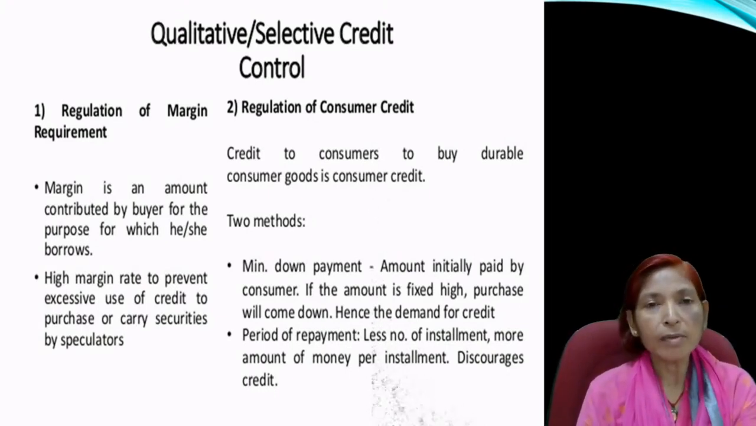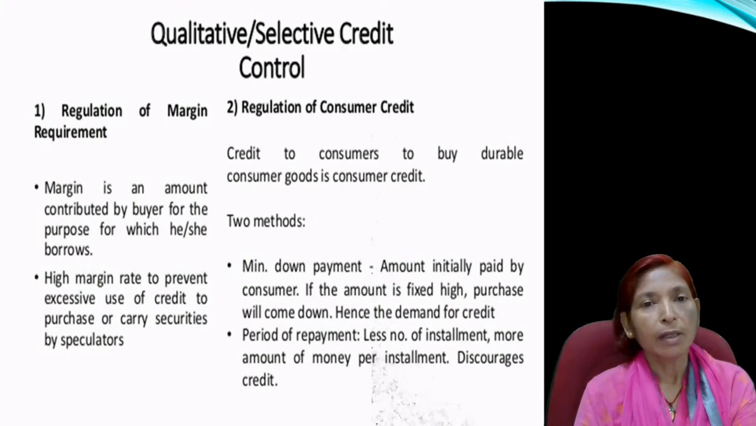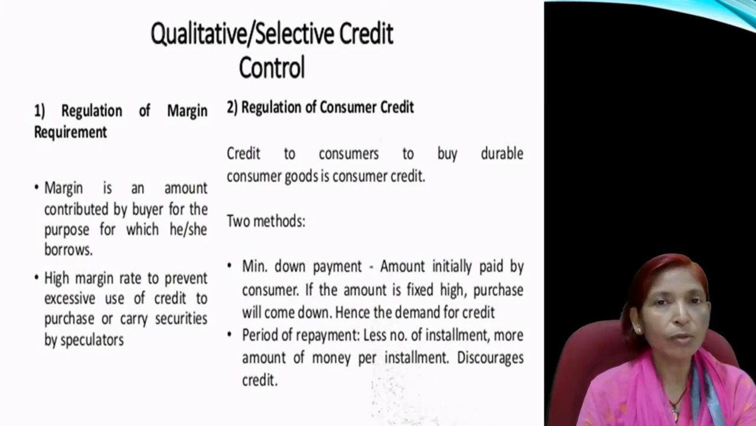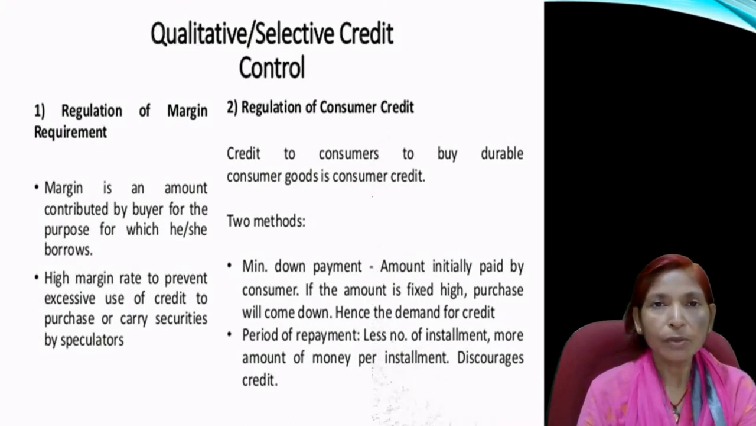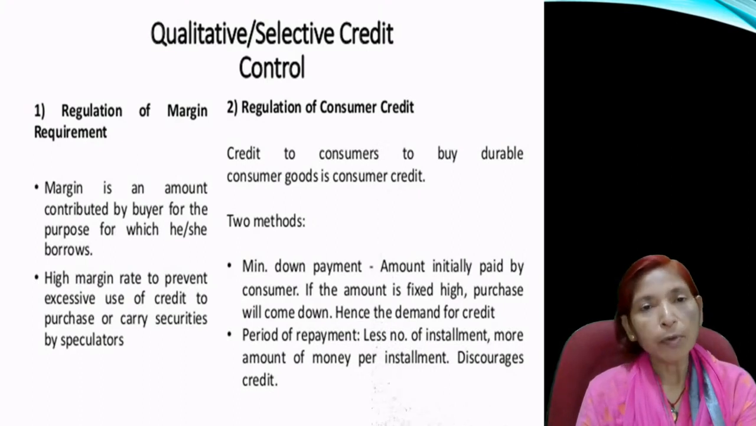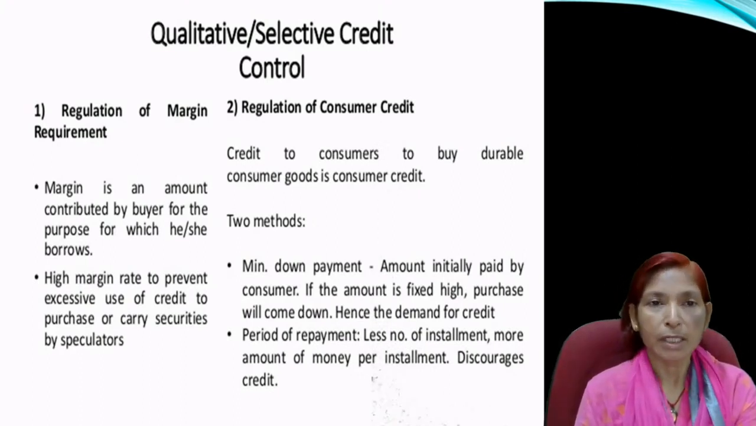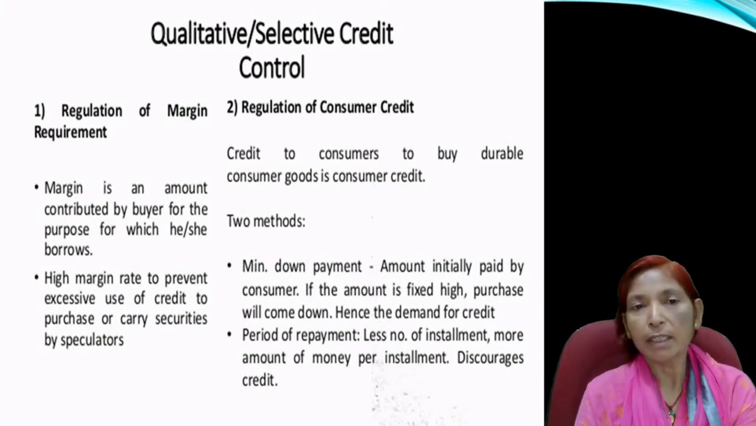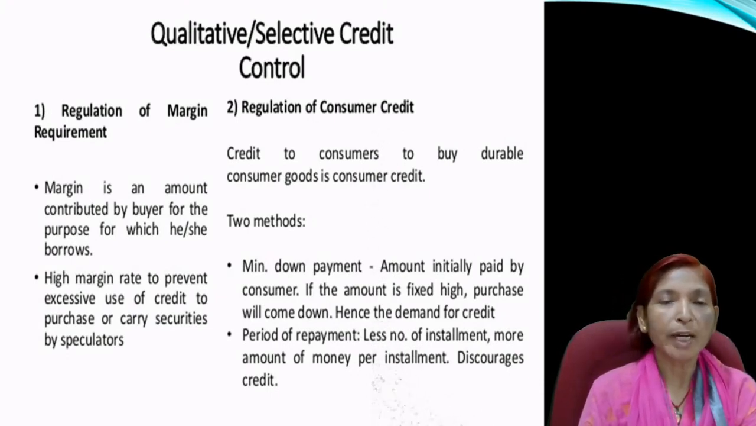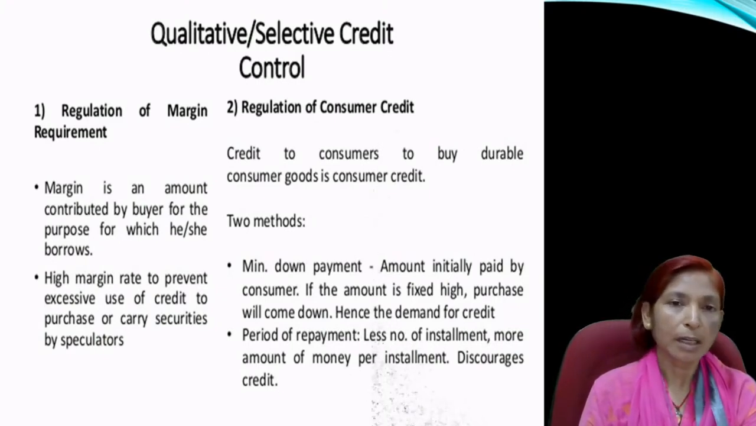And in quantitative instruments of credit control, I have discussed with you bank rate, open market operation, cash reserve ratio, SLR, statutory liquidity ratio, and repo rate and reverse repo rate. So all these instruments can easily control the credit creation process. So these are the main points of credit control used by the Reserve Bank of India.